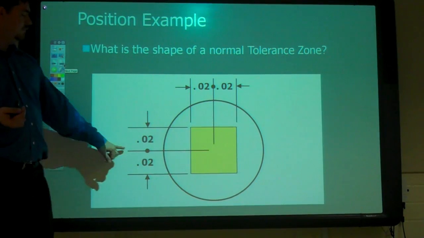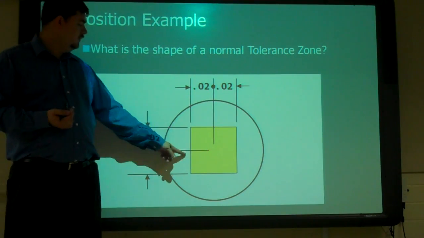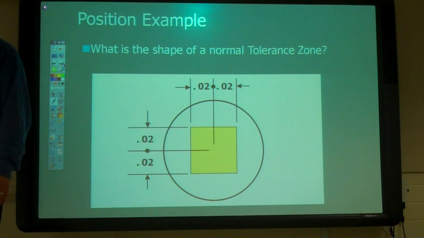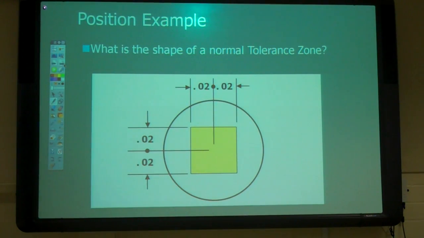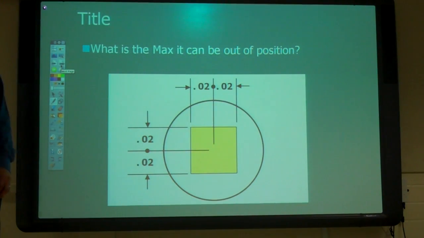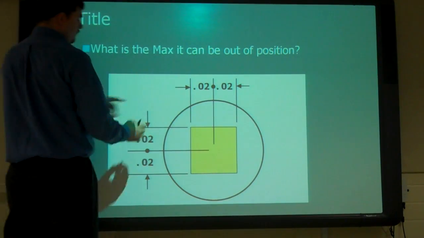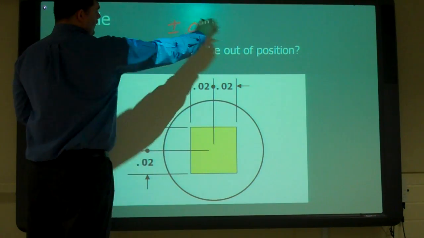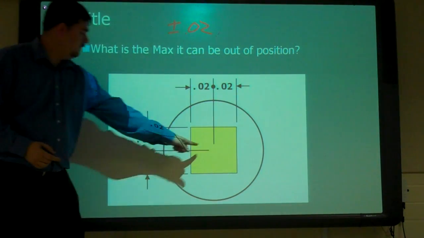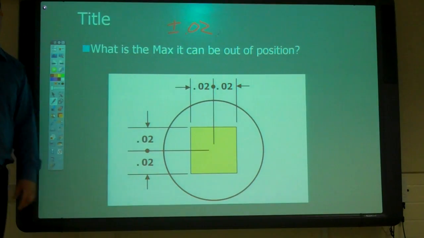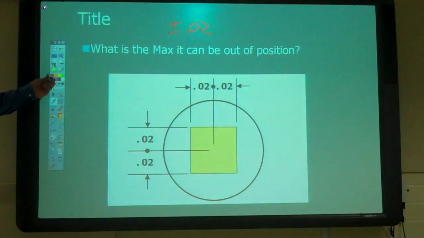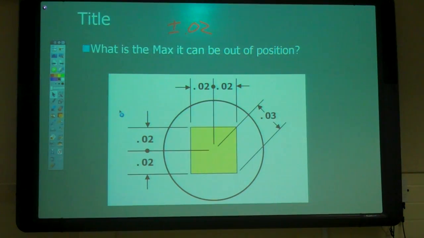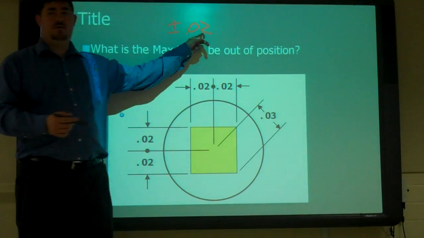So if we had it plus or minus 0.02, this is the shape of our tolerance zone. So that's a square, right? How far can the center of that hole be out of position? What's the maximum distance it can be away out of position? Remember, the tolerance for that hole was plus or minus 0.02 in the x and in the y. So how far away from that center point can the center of the circle really be? 0.04? So it's close. The center can actually be further than that, right?